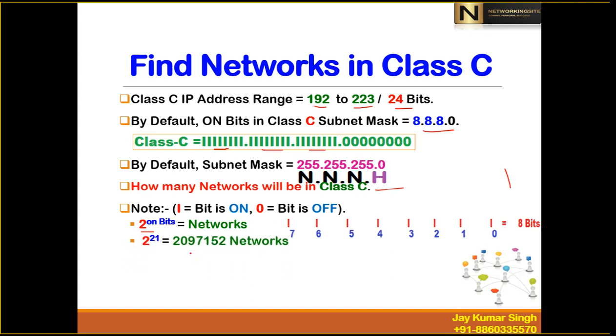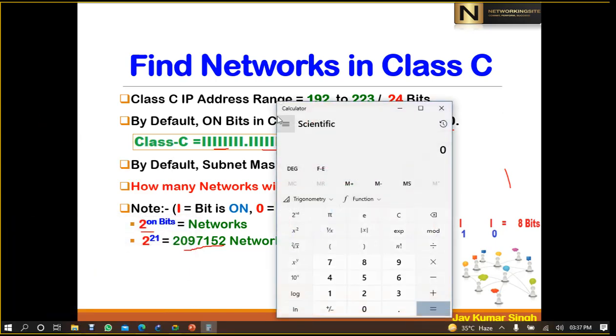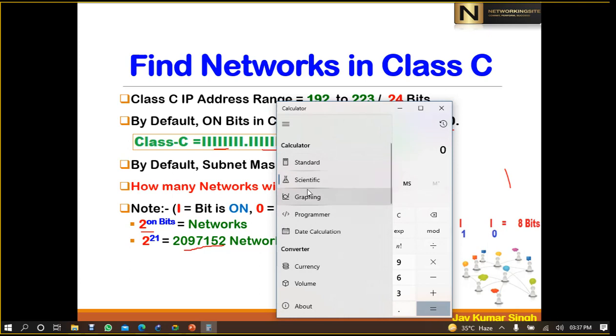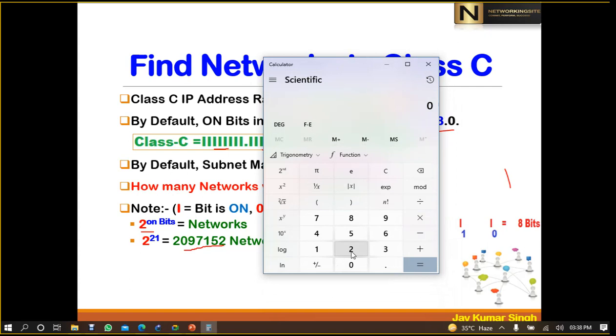Did you get the networks? Yes, but I can't calculate it to get the answer. Let me show you how to use the calculator. It's very simple. You come to the calculator and select scientific. In this scientific mode, you write 2, then this one, x to the power y, then 21, and press equal to, see.